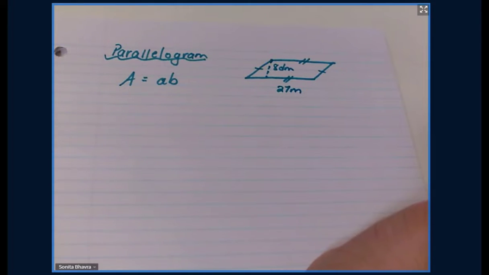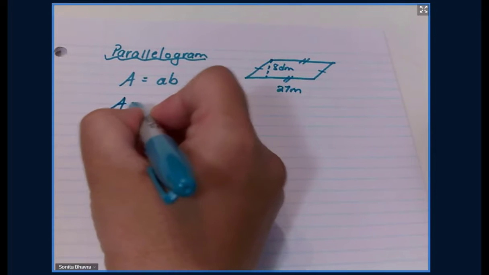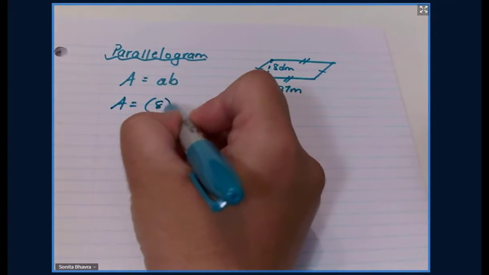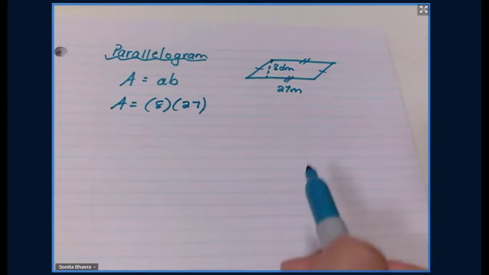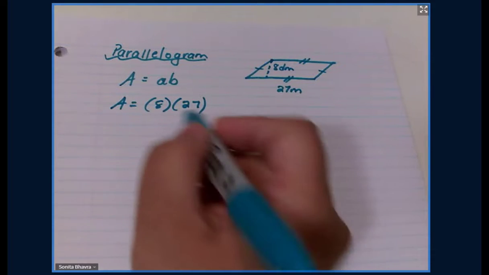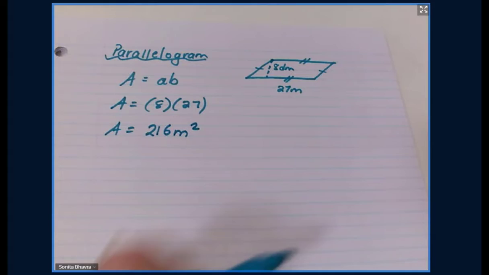In the rhombus and the parallelogram, it's important that you're using altitude or height. It is not length times width. The height is important here. So in this one, our altitude is 8 and the base is 27, and we'll multiply those together to give us 216 meters squared.